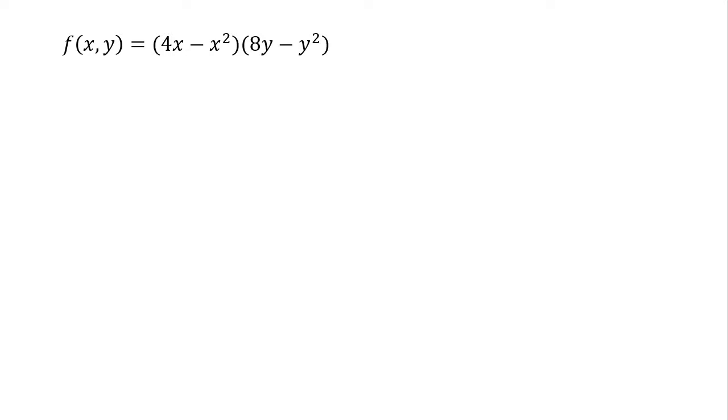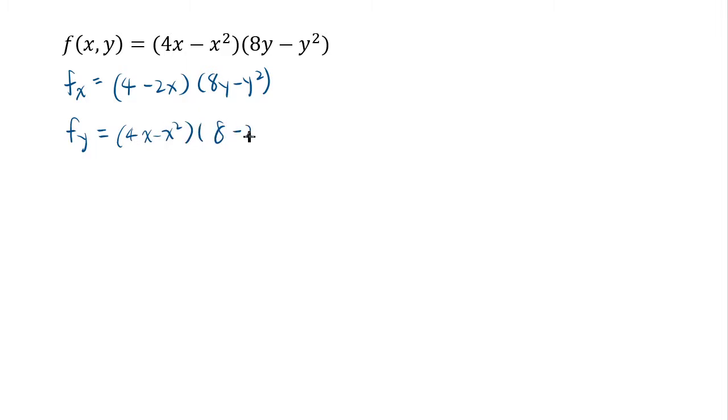Okay, this one will end up having 5 critical points, so it's going to be a long problem. But let's do it one by one. So first, f_x: you're treating y as a constant, you're just differentiating by x, so it's going to be (4 - 2x)(8y - y²). Whereas if you differentiate by y, you're treating x as a constant, and you're just differentiating this, so you get (4x - x²)(8 - 2y).